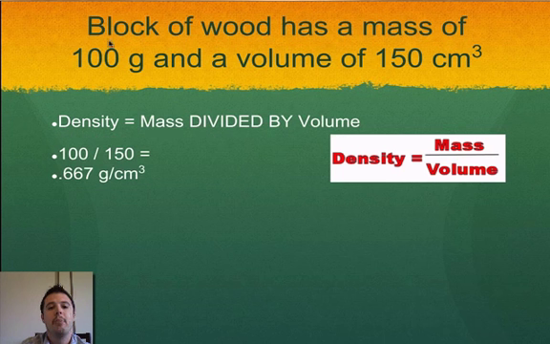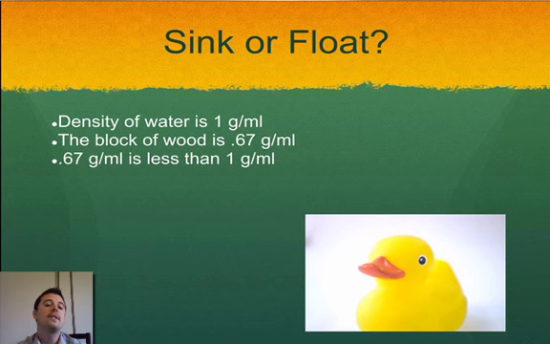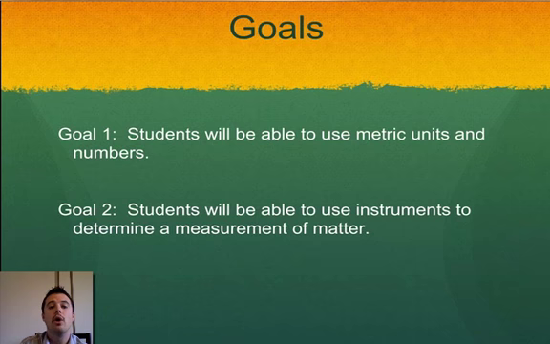Well, take a look. We've got a block of wood. It's 100 grams divided by 150 cubic centimeters. Well, 100 divided by 150 equals 0.667. Grams divided by cubic centimeters is grams per cubic centimeter. So we get our answer, 0.667 grams per cubic centimeter. Now, will that sink or float? Well, the density of water is always 1, no matter what. The block of wood is 0.67 grams per cubic centimeter. Since it's less, the answer is the block of wood would float, and that's why we know that wood can float.